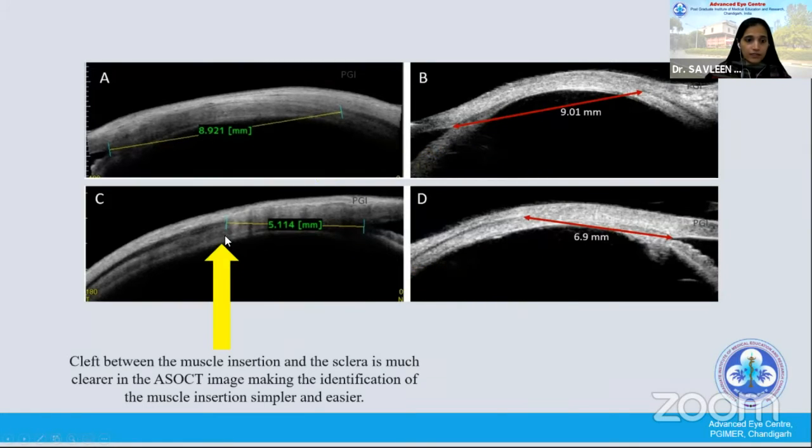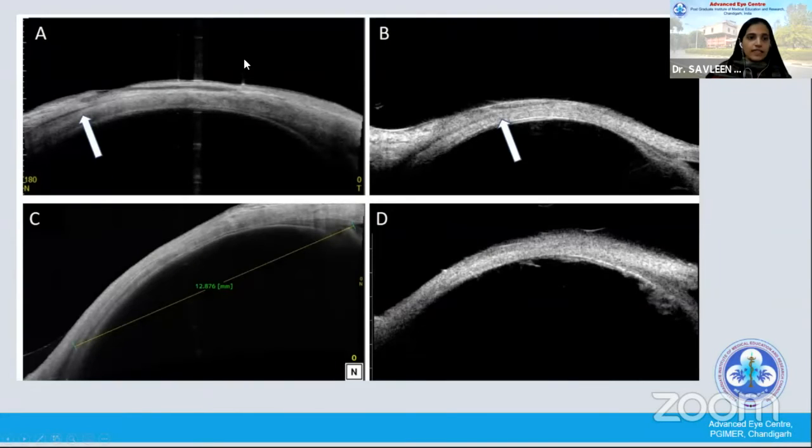You can see how clearly we can define the cleft between the muscle insertion and the sclera. So it makes the identification of the muscle insertion quite simple and easy. In cases where you have reoperations, for example, this one has a little bit of scarring superficially onto the muscle, but you can still see the muscle clearly. In the UBM, again, it is seen clearly, but the pseudotendon over it or the scarring is not very clear.